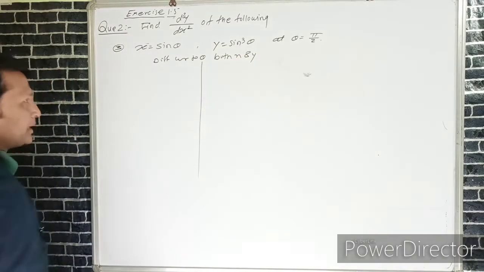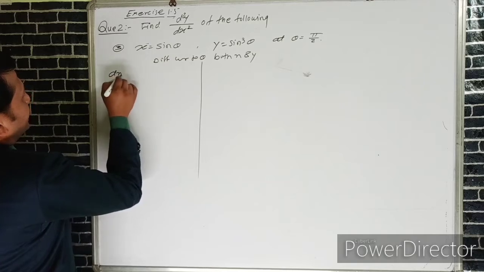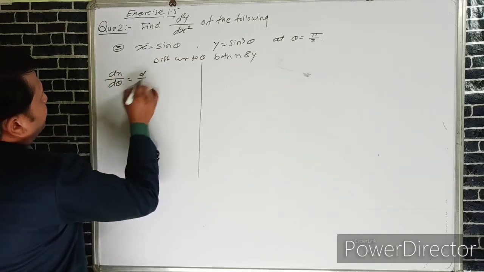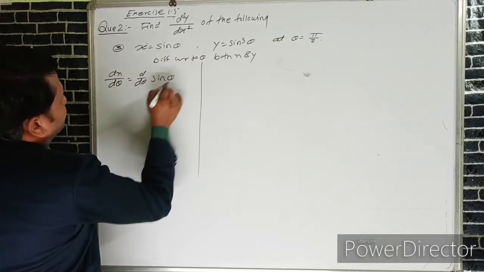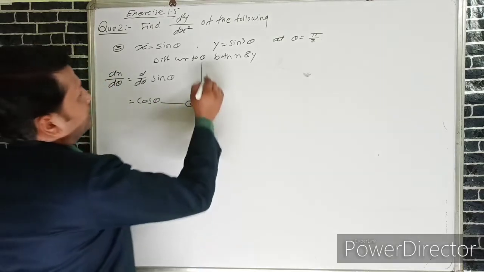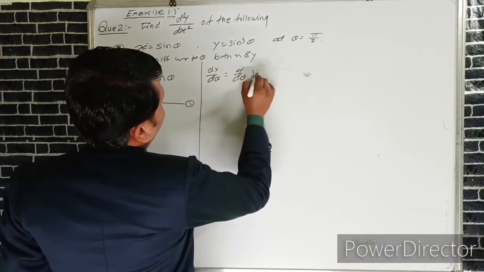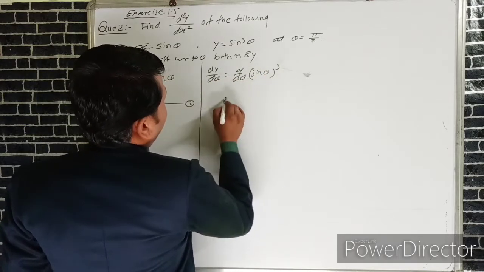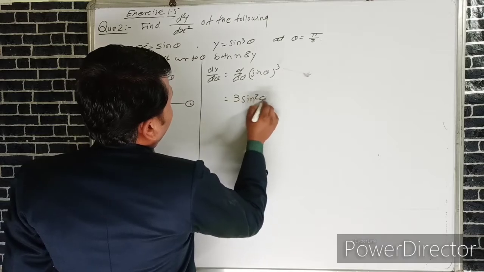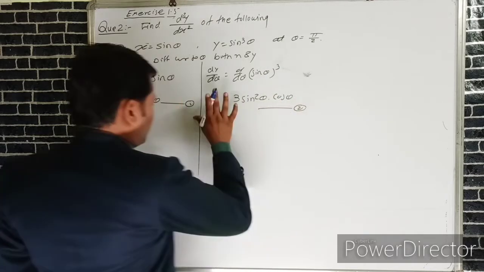Here theta is the parameter. If we take the derivative with respect to theta, we can write dx upon d theta is the derivative of sin theta, which is cos theta. This is equation 1. Again, dy upon d theta: we take the derivative of (sin theta) whole cube, which is 3 sin square theta into again the derivative of sin theta, which is cos theta. This is equation 2.